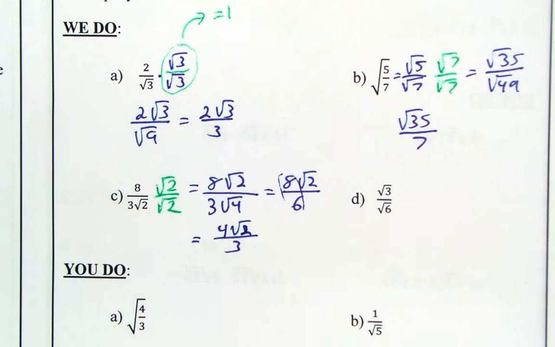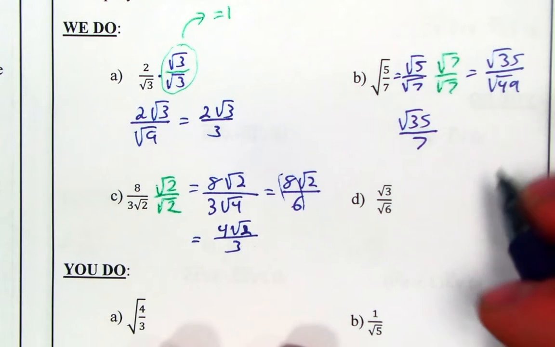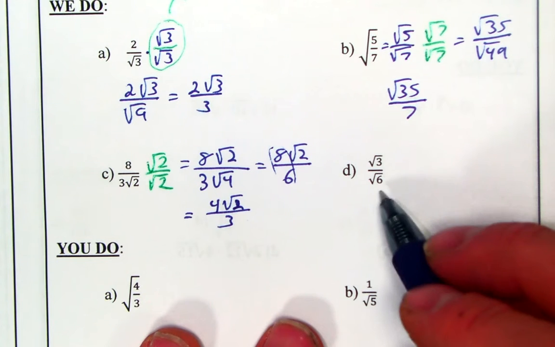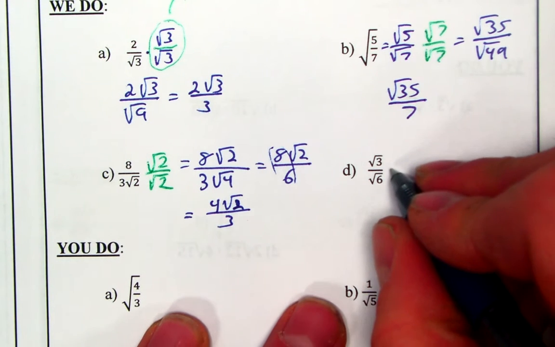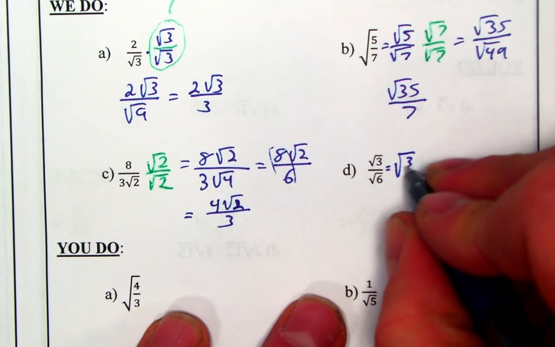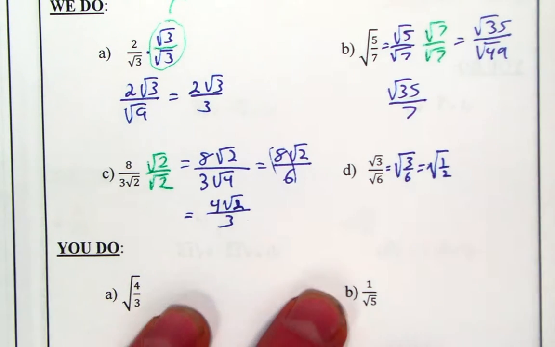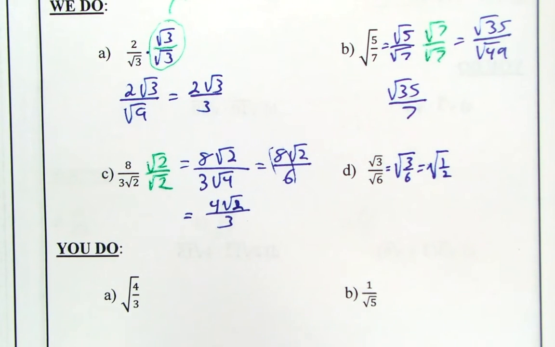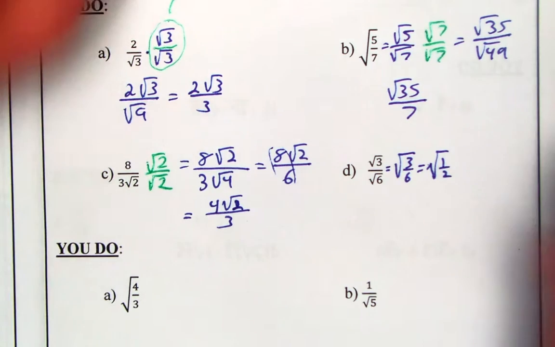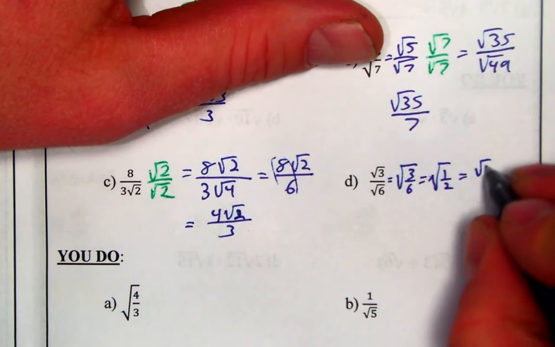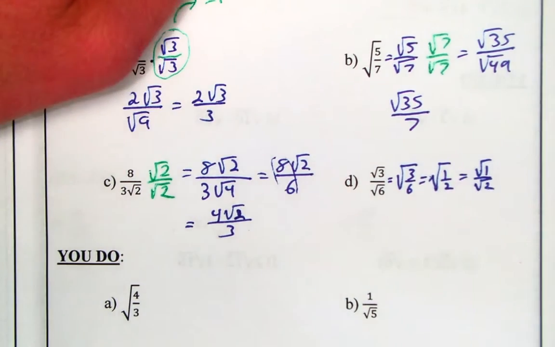All right. Lastly, I just wanted to give you an example of this. Like root 3 over root 6, using our quotient property, is the same thing as 3/6, which is the same thing as 1/2. Okay, so really this is root 1 over root 2.